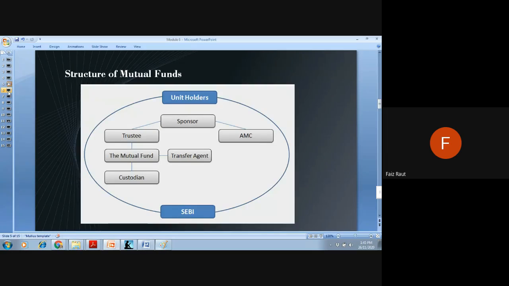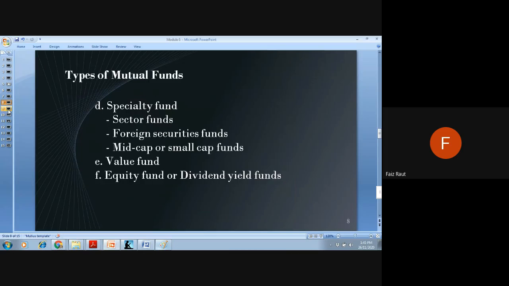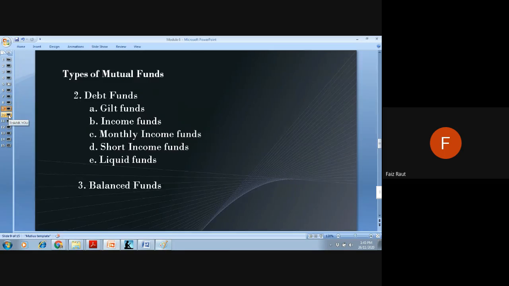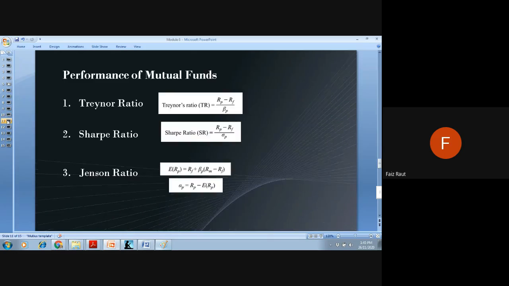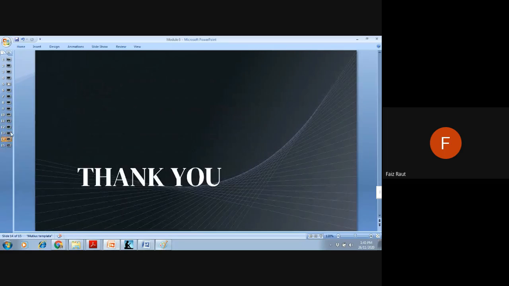So next lecture we will complete the types of mutual funds. Okay, there are many types, not that difficult. Types of mutual funds are very important, for example. Then performance of mutual funds is there. This you might be seeing in investment management and SEBI regulations. That's it.